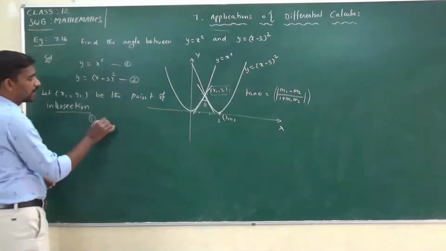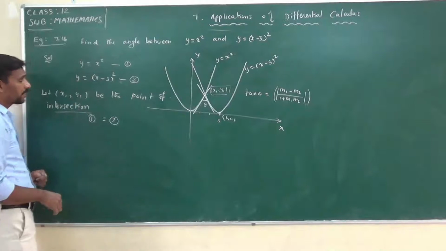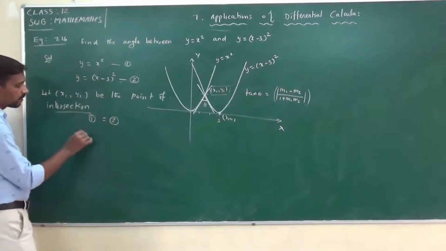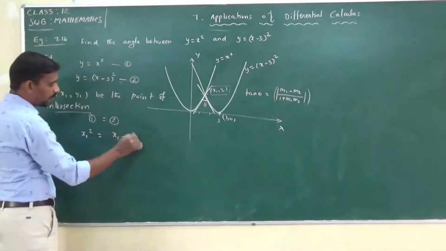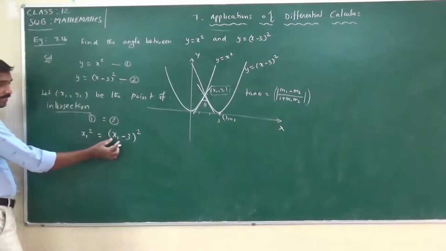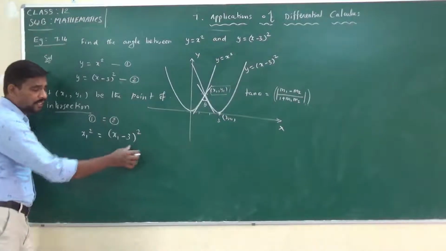You know very well 1 is equal to 2, isn't it? Because left sides are equal, that means right sides are also equal. Instead of x, we have to substitute x1. So x1 square equals (x1 minus 3) the whole square. Now this is the formula of (a minus b) the whole square, so we want to expand it.